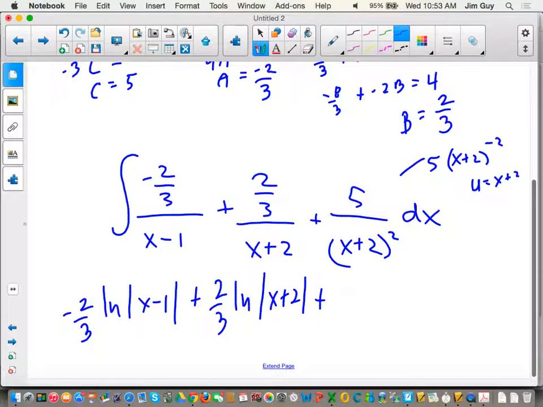So 5u to the negative second, we're going to add 1 to the exponent. Think of this just as u to the negative second. We're going to add 1 to the exponent and get negative 1, and we're going to divide by the new exponent. You can show all that work. Anyway, you would get negative 5 times x plus 2 to the negative first plus c. So only use what you need, and don't overuse partial fractions.